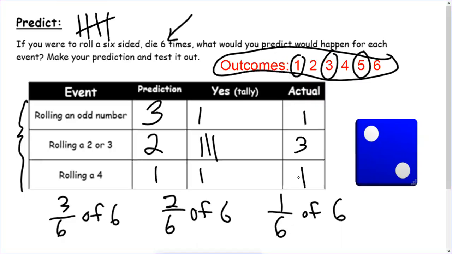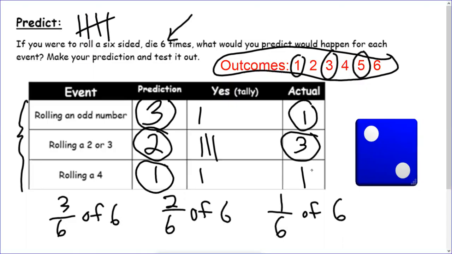All right, we predicted that an odd number would come up 3 times, and it only came up once, so we were pretty close. Rolling a 2 or a 3, we predicted 2, and it was actually 3, so we were off by 1. We predicted that a 4 would come up once, and it did. Our prediction was spot on. Now, the more times you do this, the closer it's going to be to the actual probability.